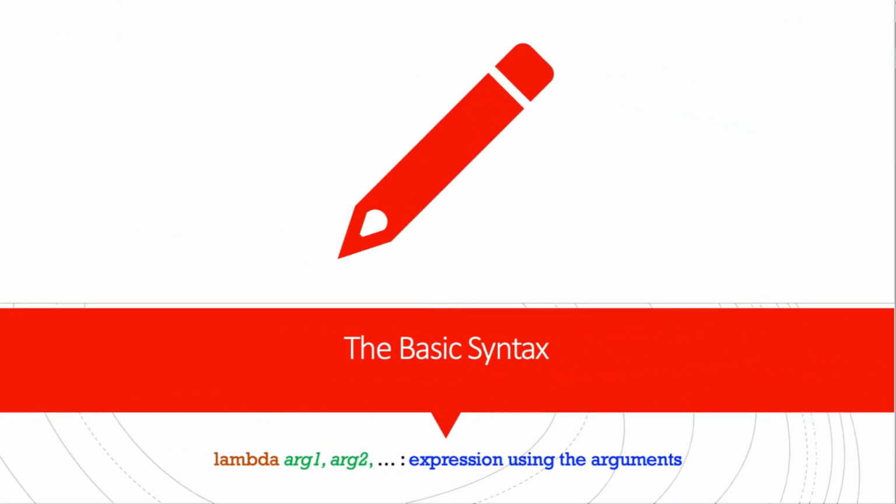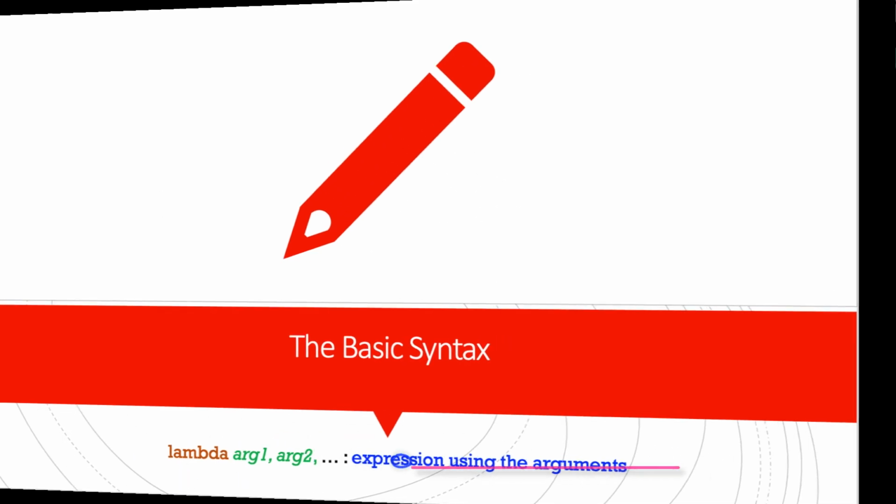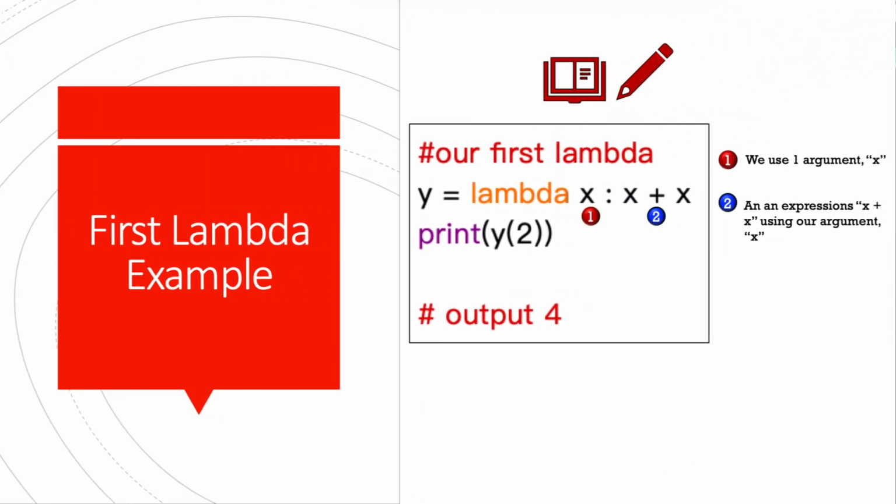The basic syntax for a lambda is pretty easy. First, we use the keyword lambda. That's followed by one or more arguments. That's followed by a colon, and then the expression, which will make use of those arguments. All right, ready? Here's our first lambda example. y = lambda x: x + x. So x is our one argument, and then x + x is our expression making use of our one argument. We assign that to a variable y, and then we print y with the value of 2, and 2 will of course take the place of x, or x represents 2. You can see it that way. The output, of course, 2 + 2 is 4.